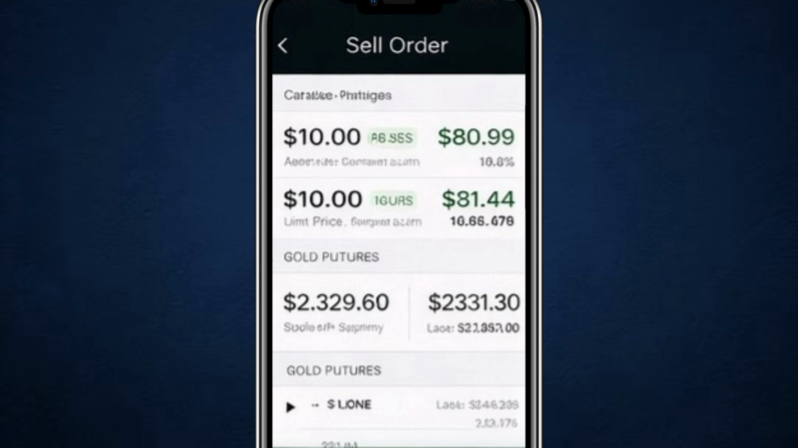Follow these steps, keep your process simple, and you'll trade with more clarity and discipline while staying compliant with the PDT rule.